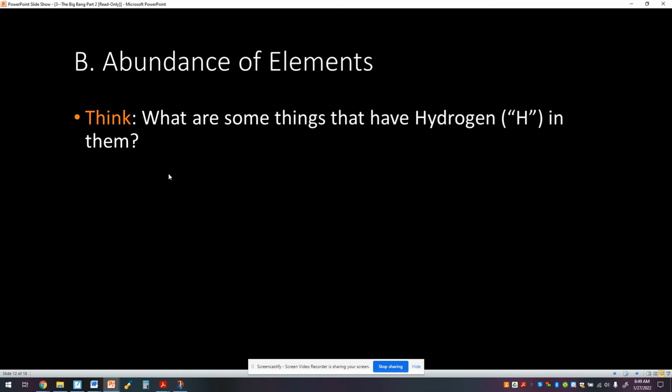All right. So, with this activity here, I'm not going to make us think about this one too long because I know for my group of students, we may not have come across a ton of these yet in terms of chemistry and naming compounds. But we should be able to come up with maybe a small list here. So, what are some things that have hydrogen in them?